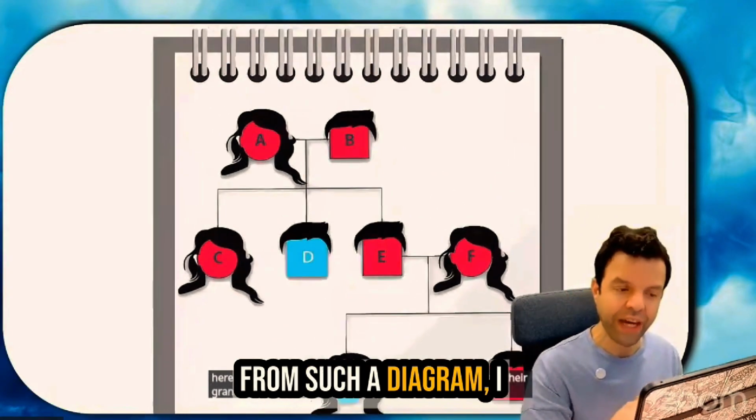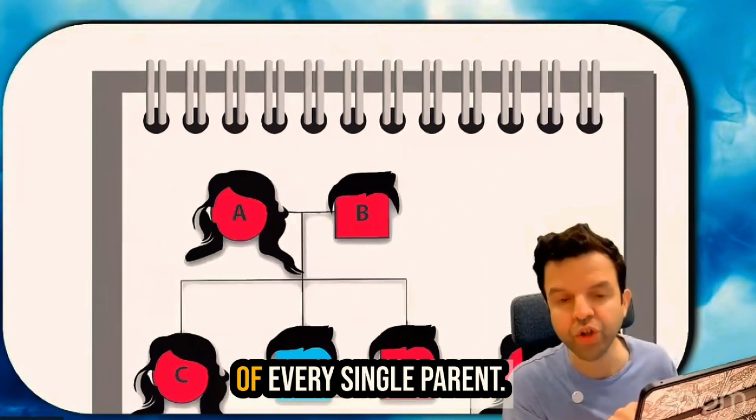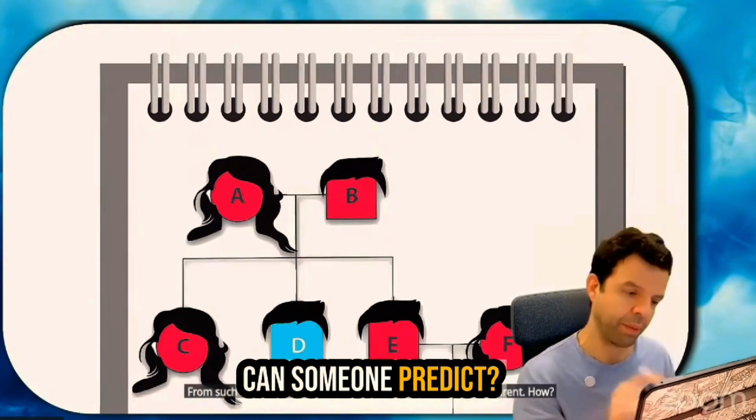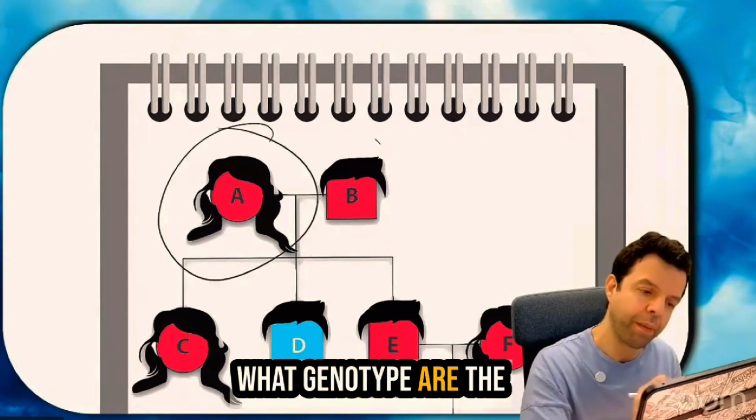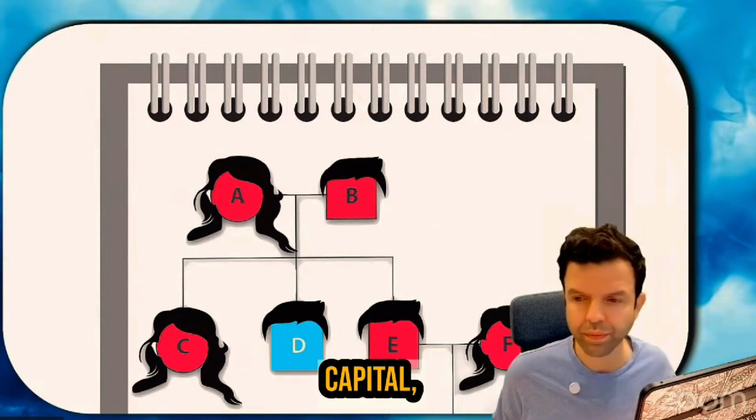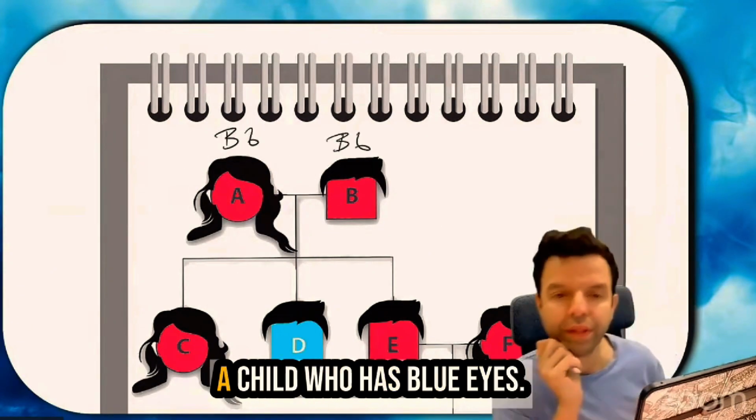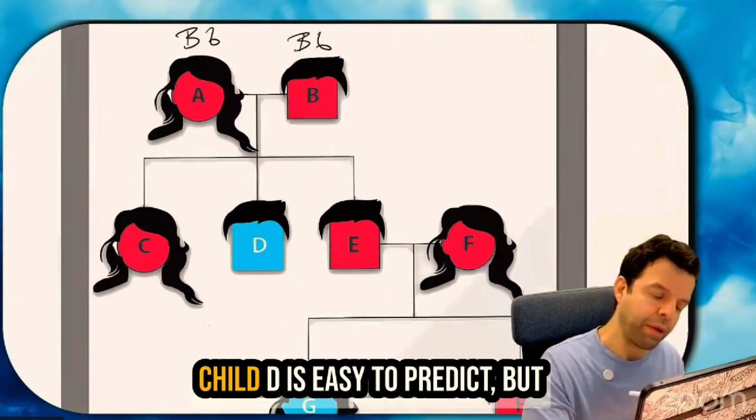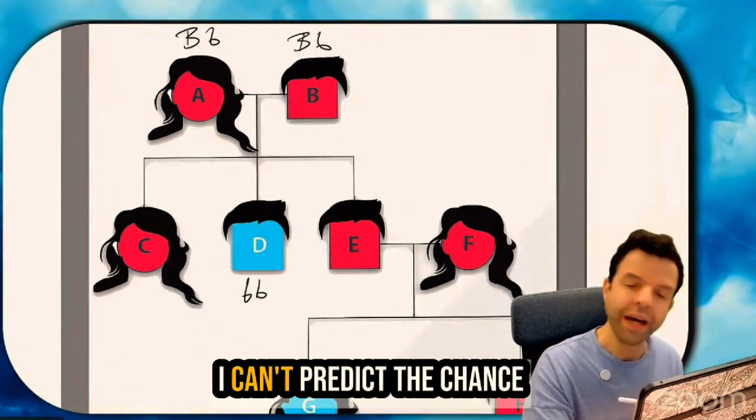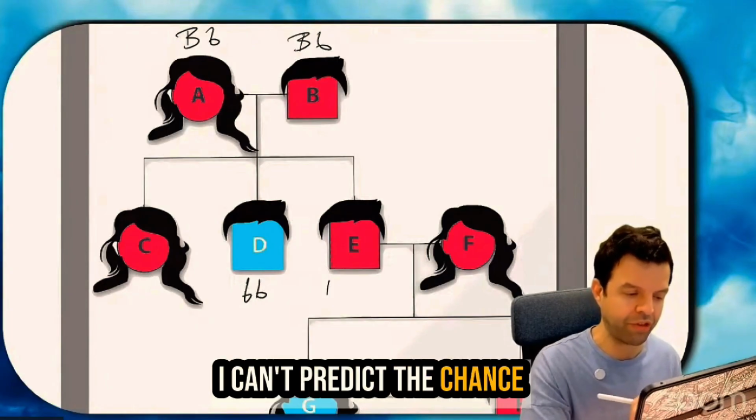From such a diagram, I can predict the genotype of every single parent. How? Can someone predict what genotype the grandparents are? Anyone? Hayat? Capital B, small b. So they must both be capital B small b because they got a child who has blue eyes. Child D is easy to predict, but I can't predict the chance of C.